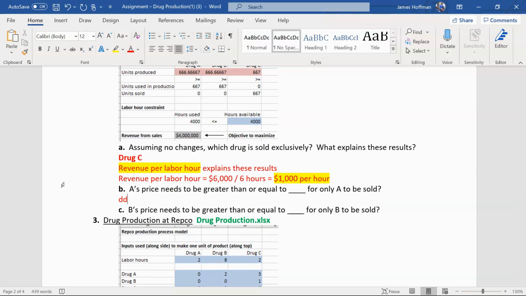Okay, so let's figure out the revenue per labor hour for drug A. So A's price needs to be greater than or equal to what for only A to be sold? All right, so let's start with what it currently is getting, and prove that that is not the right amount, and then figure out the increase in price to be relevant, or to be comparable.